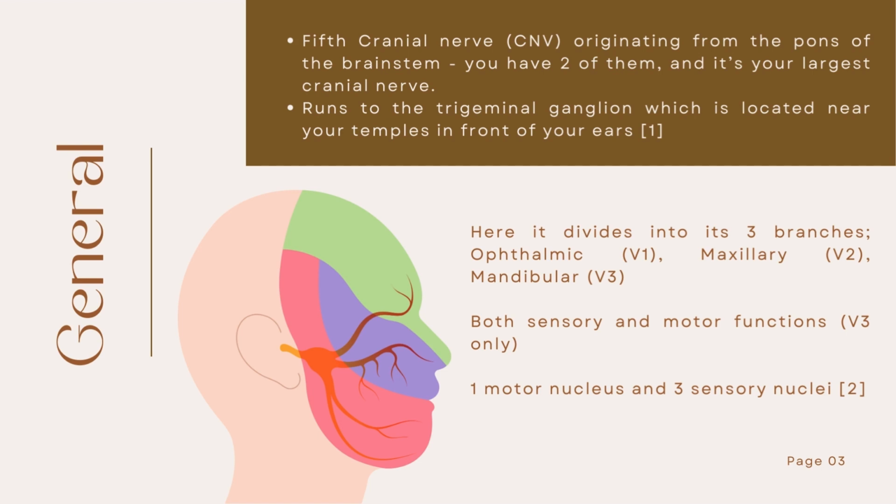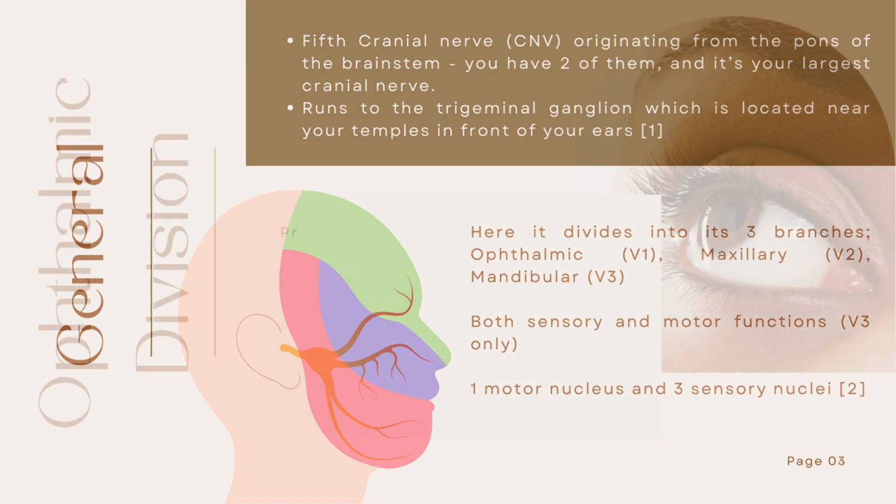The trigeminal nerve has both a sensory and motor function, but note that the motor functions are only associated with V3 or the mandibular branch. We have three sensory nuclei, one for each of the branches, and then one motor nucleus, which is specific to the mandibular branch.